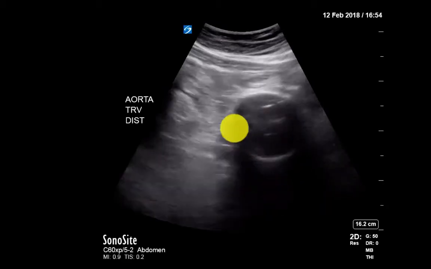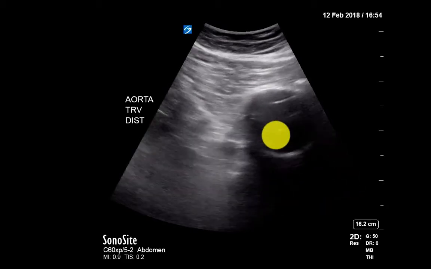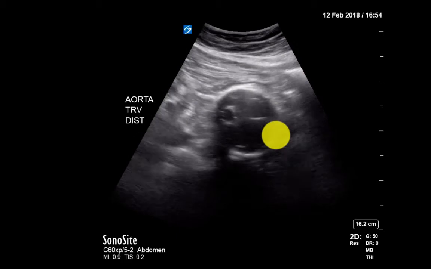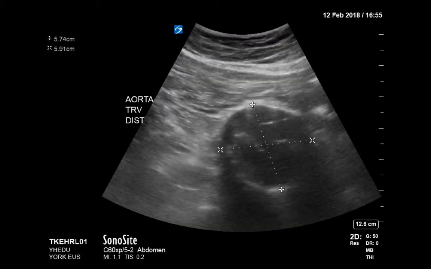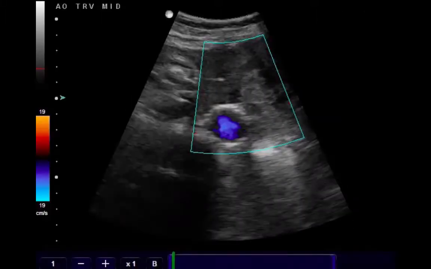But measuring the sac, again, can give us information. If the sac's getting bigger, well, that's concerning. So we were able to measure the aneurysm sac. We were able to compare that to recent dimensions on CT scan. It looked okay. We said, hey, you're probably going to be okay, and sent the patient home.